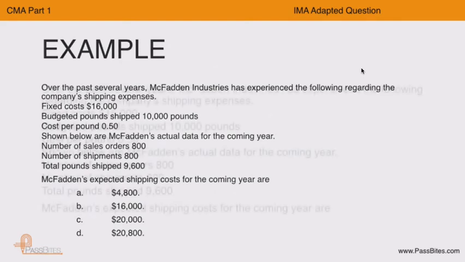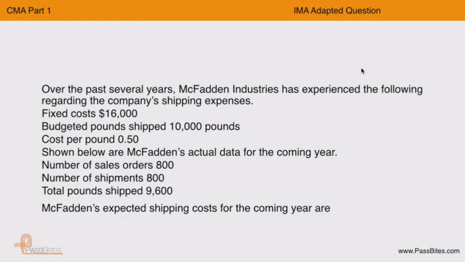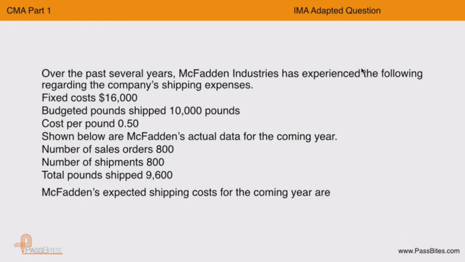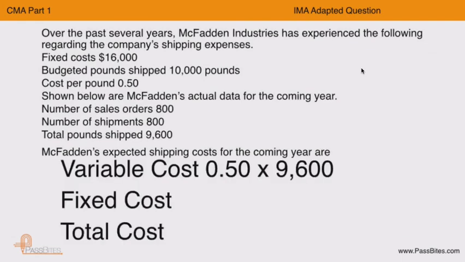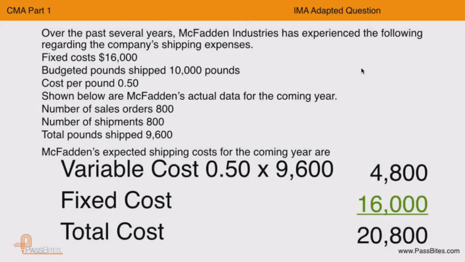To find the flexible budget figure in this question, we first need to find the variable cost according to the actual output. The variable cost is 0.5 multiplied by the actual pounds shipped, and that makes it flexible, giving you 4,800. The fixed cost will not change and will remain 16,000, resulting in a total cost of 20,800. That is a flexible budget. So we are changing the variable cost, but we are not changing the fixed cost.